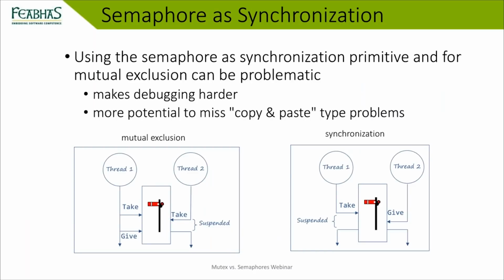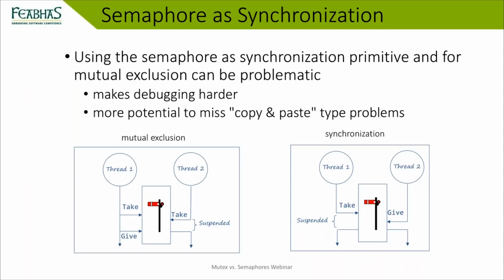So if we compare those two examples in our system, on the left, if we were using a semaphore for mutual exclusion, we'd have a pairing of a take and a give. If thread 1 had done a take and thread 2 does a take, it will suspend because thread 1 is in the critical region. When thread 1 does a give, thread 2 will be readied and will now have access to the critical region. But on the right-hand side, where we're using it for synchronization, the take and the give are across the two separate threads.